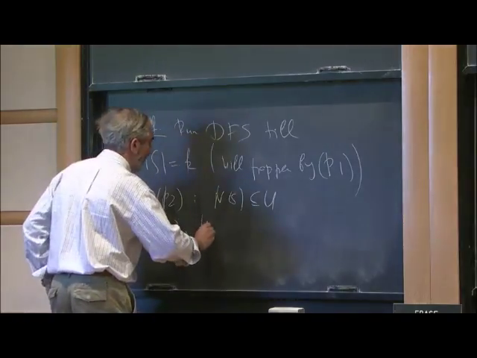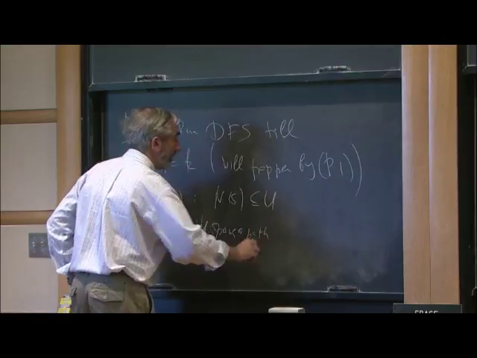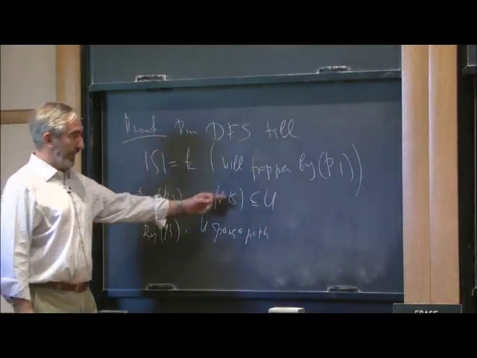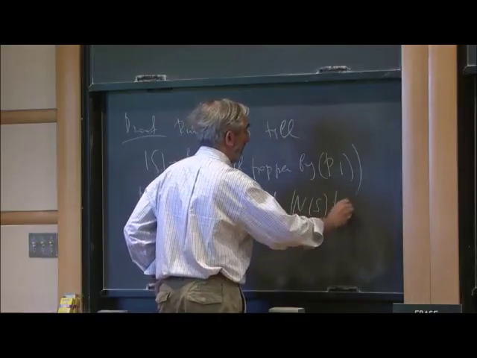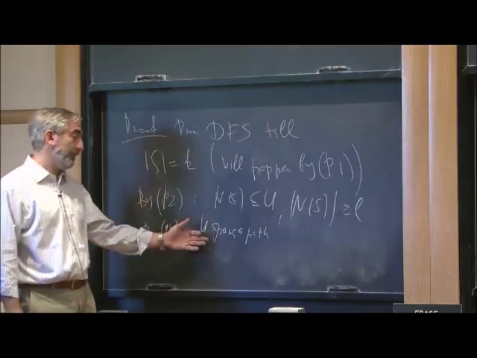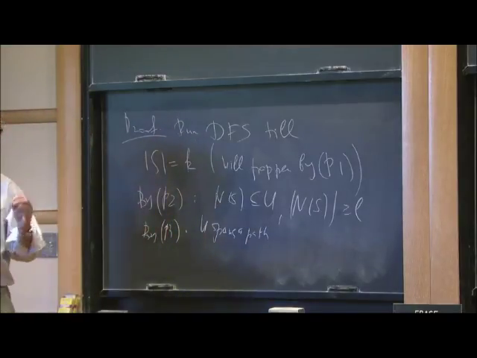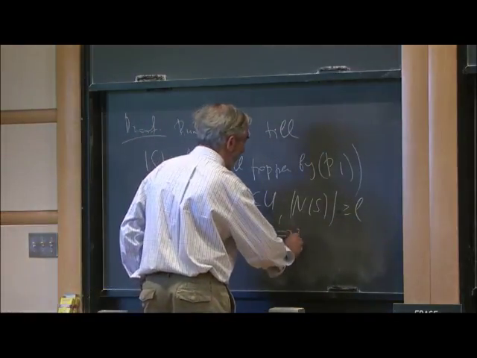we know that U spans a path. Now, this external neighborhood is by assumption of size at least L. N of S is of size at least L, and therefore U is of size at least L. U spans a path, and therefore at that point of the algorithm execution, what we see is a path of L vertices, L minus 1 edges, inside U.